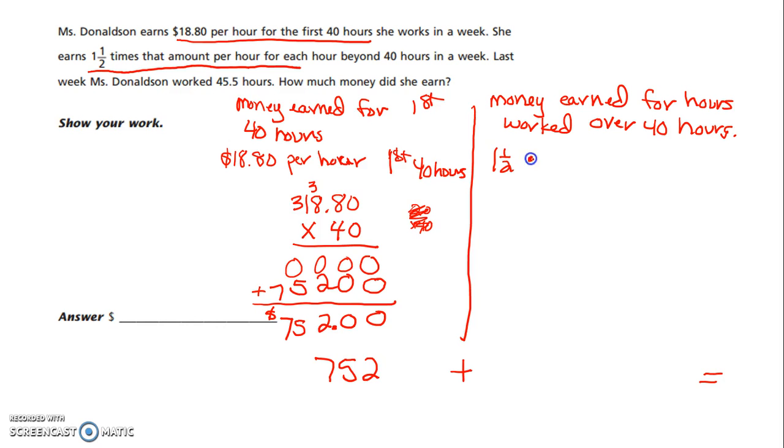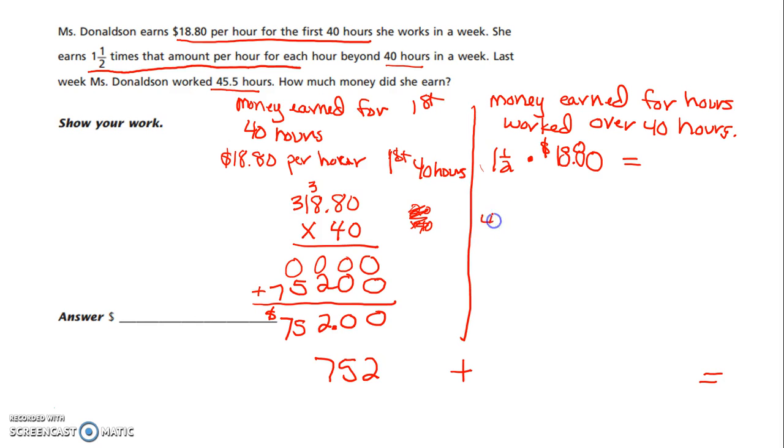1.5 times the amount of money they make per hour. Oops, $18.80. So it's 1.5 times their hourly rate. So we'll have to figure that out. And they make that money for how many hours? It's for each hour worked beyond 40. Oh, they worked 45.5 hours.